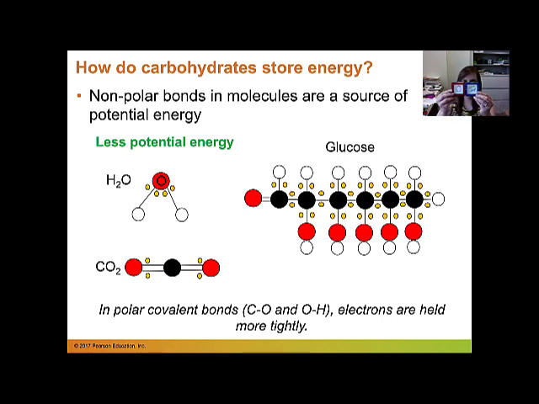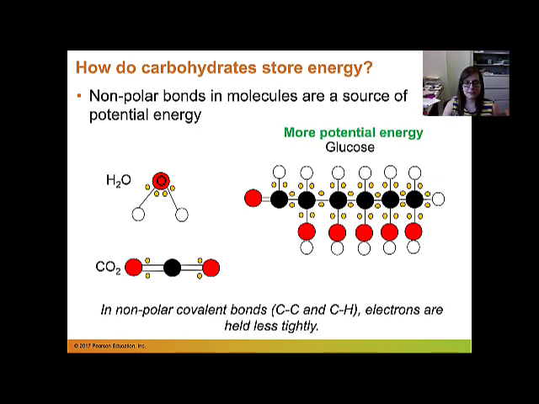So I have an example of that here. We have oxygen and a carbon and hydrogen, right? And this is oxygen, and it's going to hold the electrons more tightly when it binds to carbon and hydrogen. It's going to make a really tough bond. And so it doesn't hold a lot of chemical potential energy, okay?